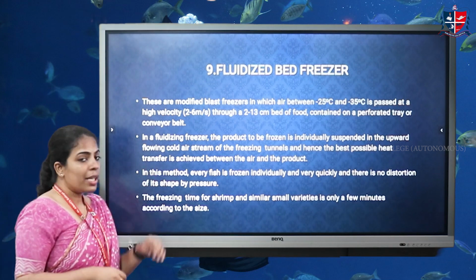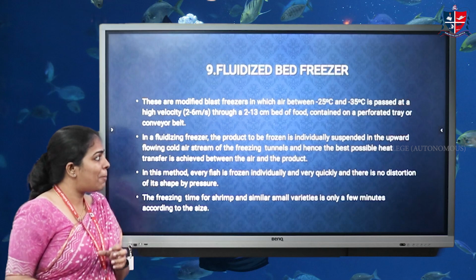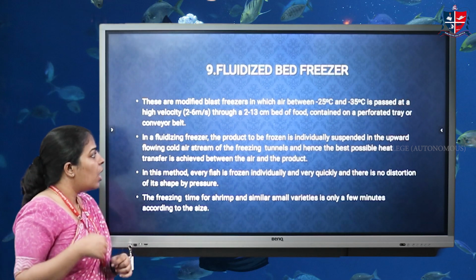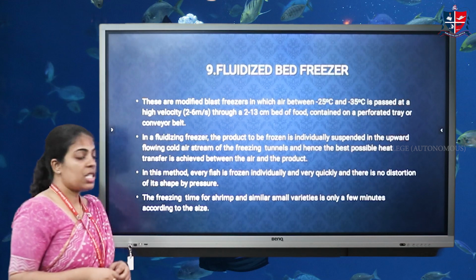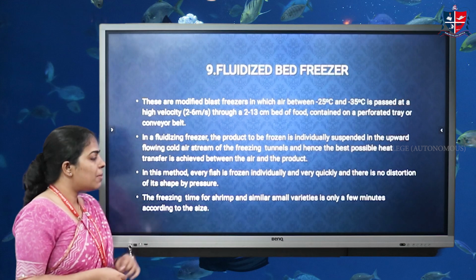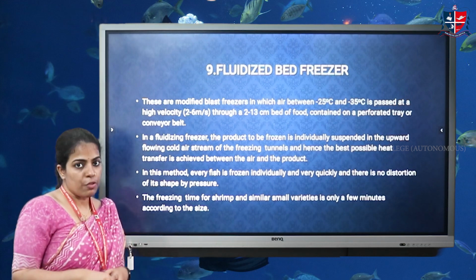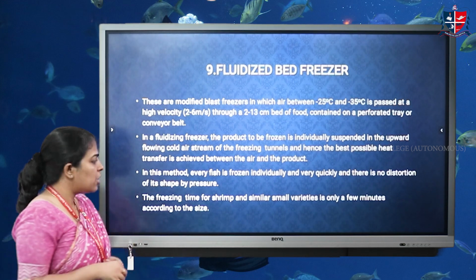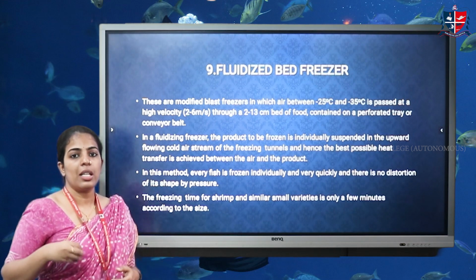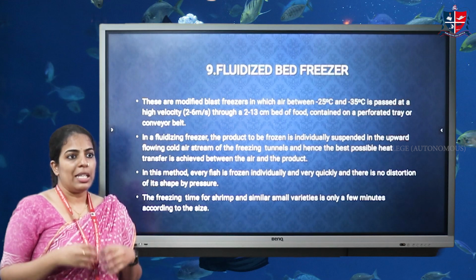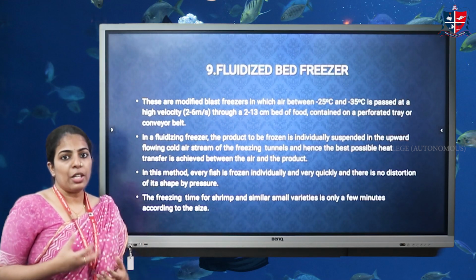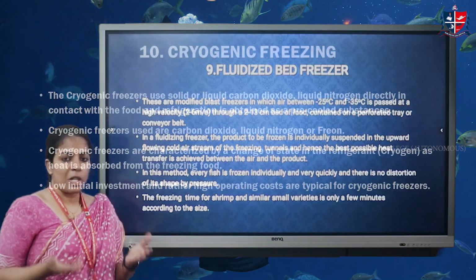The product to be frozen is individually suspended in the upward direction in a flowing cold air stream of the freezing tunnel, and hence the best possible heat transfer is achieved, because there is direct contact between the air and the product. In this method, each and every product is individually frozen, so there is a separate advantage for that too. If we are freezing very small fishes like shrimp or any other small fishes, it takes a very small amount of time, which simply means we can quickly get a frozen product within a short span of time.